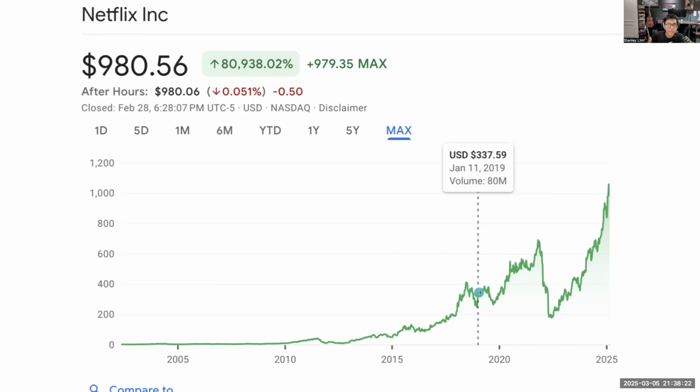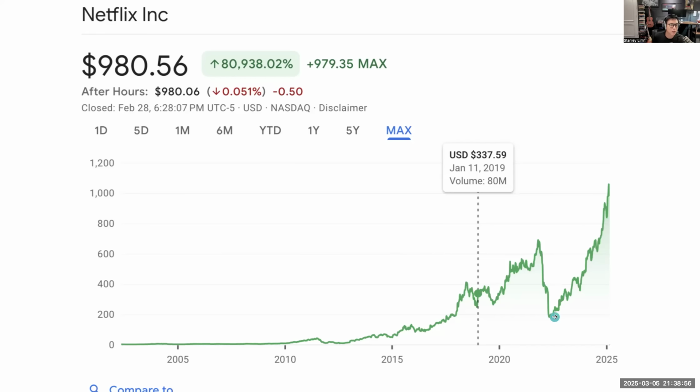And case in point, I bought it in 2019 at about 300 plus. And for 19, 20, 21, 22, 23, so for 4 years, I owned Netflix and I actually lost money on it. After COVID, it actually crashed. So for 4 years of holding on to Netflix, I actually lost money on Netflix.